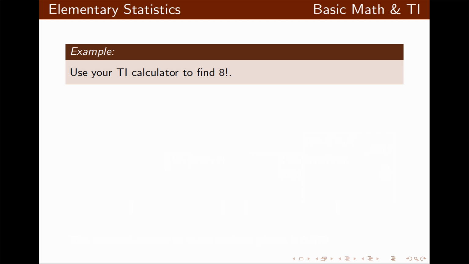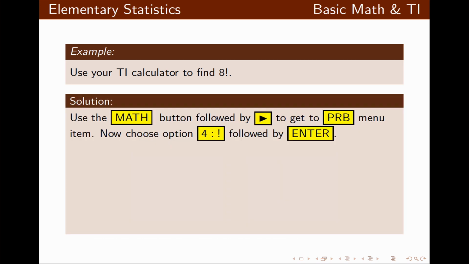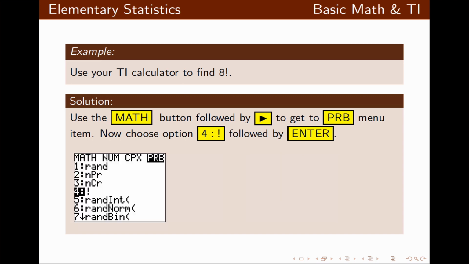So you're going to type in 8 and then press the math key. Use the right arrow to get to the menu for PRB and then choose option number 4 for factorial and then hit enter. So again, type in 8, then press Math, go to PRB, then option 4, and then hit Enter.